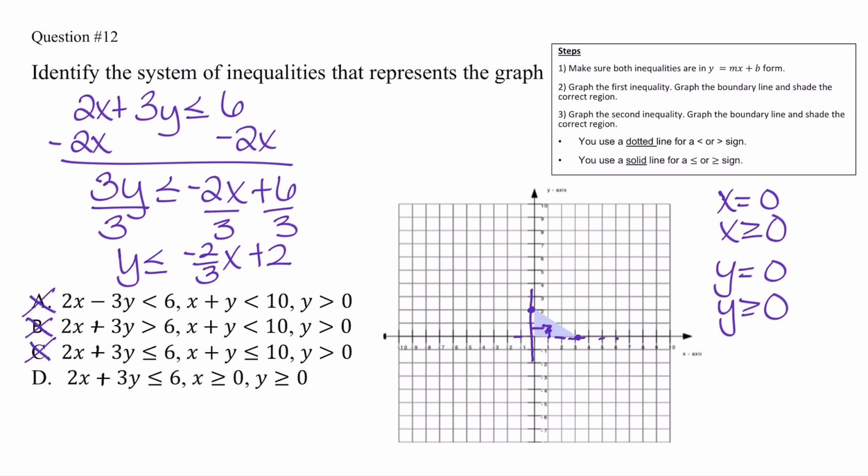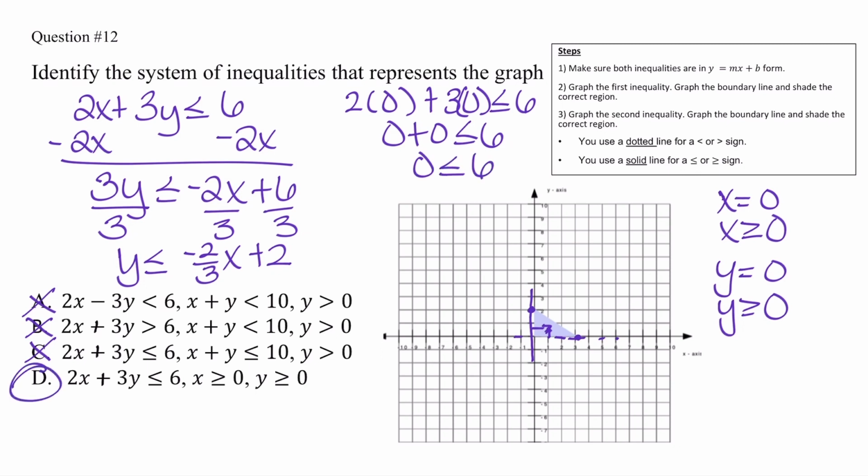So let's try plugging in 0, 0 and make sure that it does make this inequality true. So we have 2 times 0 plus 3 times 0 is less than or equal to 6, which tells us that 0 plus 0 is less than or equal to 6. 0 is less than or equal to 6 is true, so that means that this is the correct answer choice.